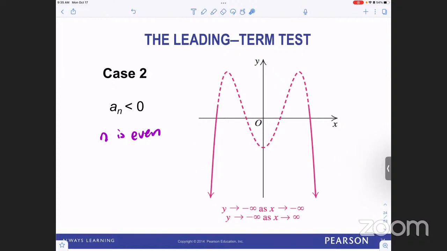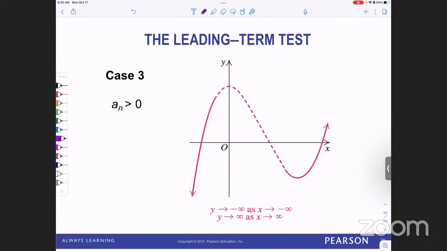Okay. So then we saw the two cases where n was even, a positive leading coefficient and a negative leading coefficient. Now we're going to consider where n is odd with a positive leading coefficient. So again, n is odd. Let's just copy that. So a positive leading coefficient tells us we go up to the right. When the degree of the polynomial is odd, that means the other side does the opposite. So we're going to go down to the left.